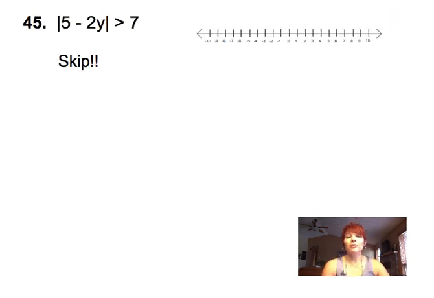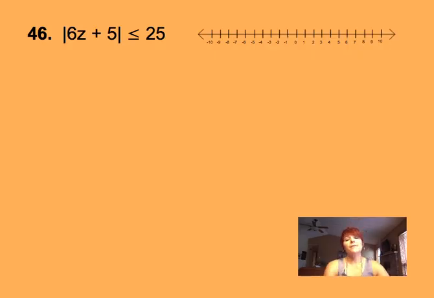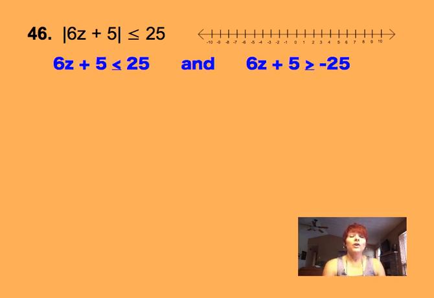Number 45 is also a greater than inequality, so I'm going to skip that one because it's going to work just like number 44. Number 46. Notice this is a less than or equal to. There are two ways that you could do less than or equal to. First of all, you could do it exactly like we did the OR problem except put an AND in the middle. Notice it's 6z plus 5 is less than or equal to 25. I wrote it exactly the same without the absolute value symbols. And 6z plus 5, notice now I flipped the symbol to a greater than or equal to negative 25.